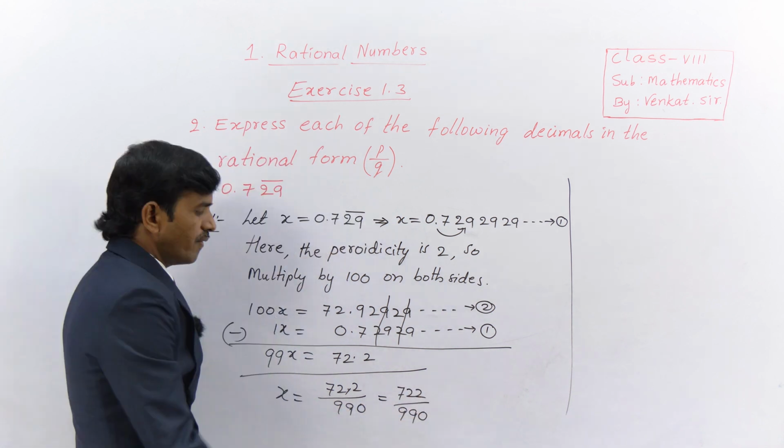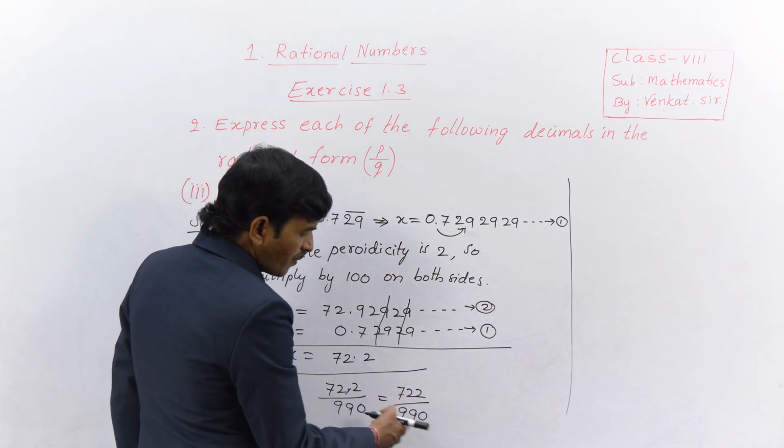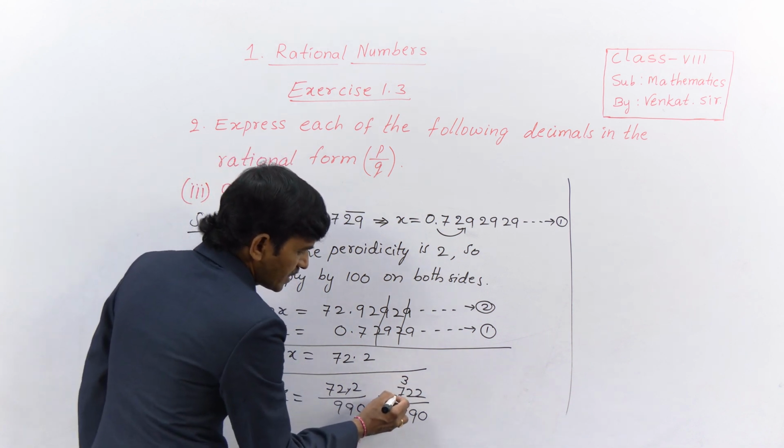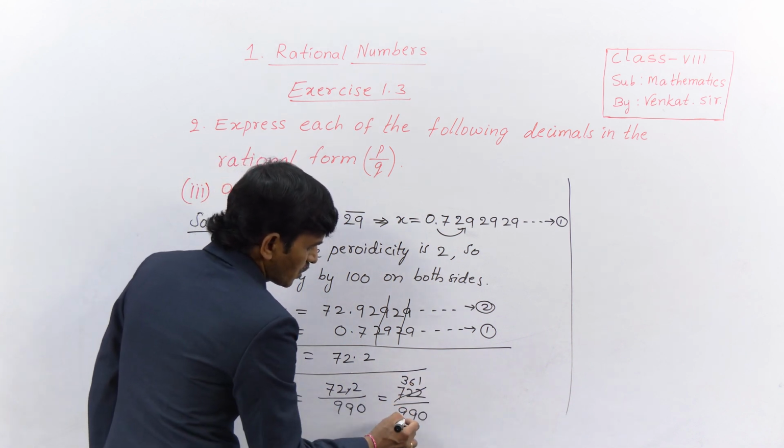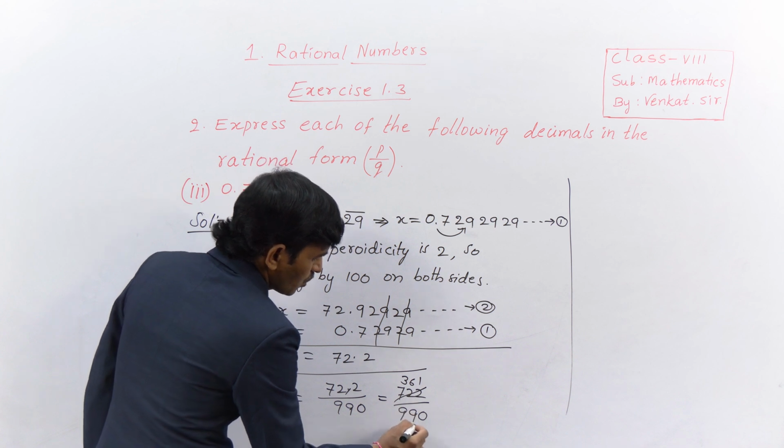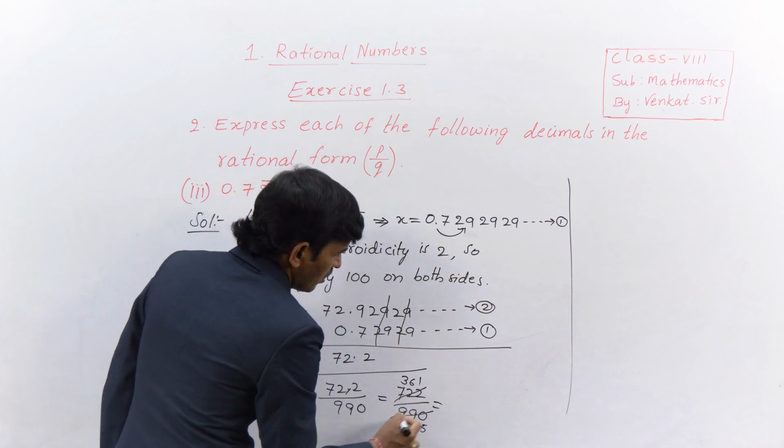We can cancel it with a common factor 2. 2 3s are 6, 2 6s are 12, 2 1s are 2, 2 4s are 8, 2 9s are 18, 2 5s are 10. So then what do you get?